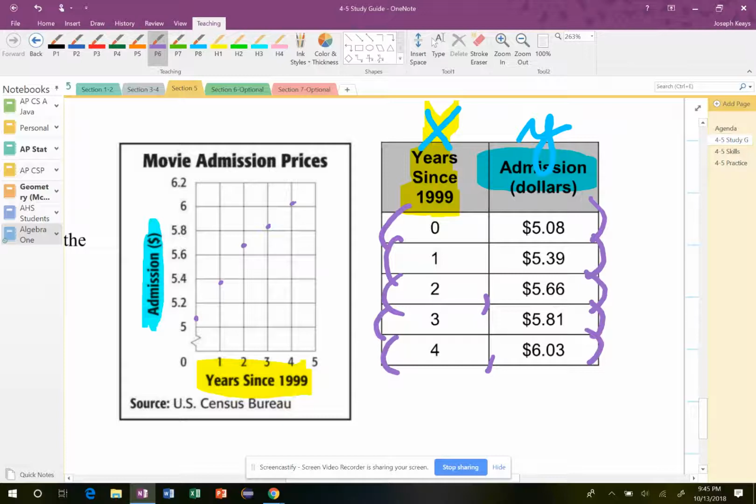And so to review, I'm going to describe this scatter plot. What do I see? I see a strong, positive, linear correlation between years since 1999 and the admission price of movie tickets. So let's take a look at another example in here.